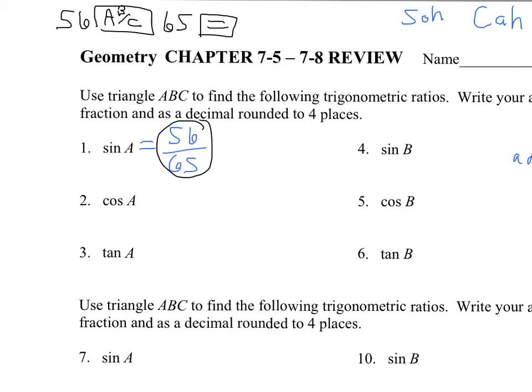Then we actually want to divide 56 by 65. So you'll enter in 56 divided by 65. That way, we can get a decimal approximation. Sometimes we want an exact value, so we leave it as a fraction, but sometimes it's more useful to us to get an approximation of it. So you'll enter in 56 divided by 65, and you got to round to 4 places, so that would be 0.8615.